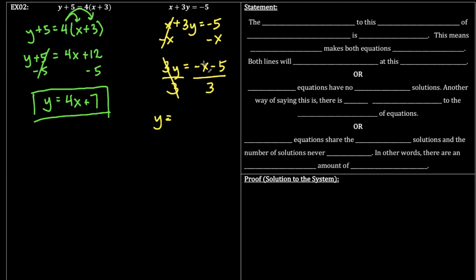Y equals, so remember, don't forget that 1. A negative divided by a positive is a negative. So don't forget that 1. So a negative divided by a positive is a -1/3. It's not 3x, it's -1/3x. And a negative divided by a positive is a -5/3.